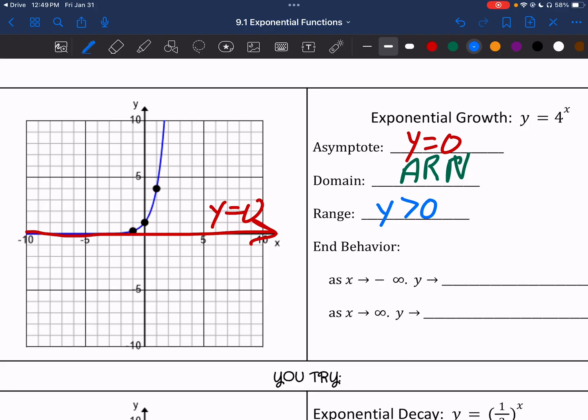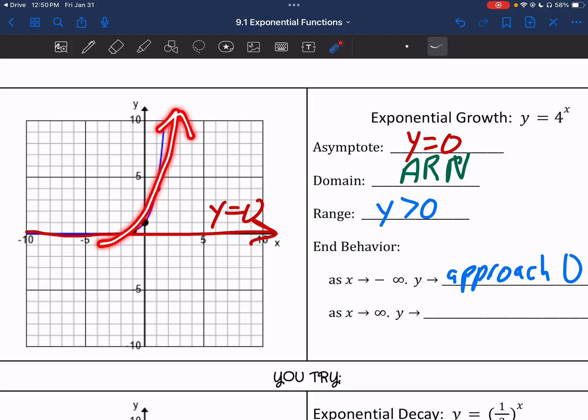So now as x decreases, as it goes towards negative infinity, as x goes this way, what is happening to my y values? My y values are approaching 0. And as my x values go towards positive infinity, what is happening? My y values increase. All right, they are going up. It's growing, growing, growing, growing.